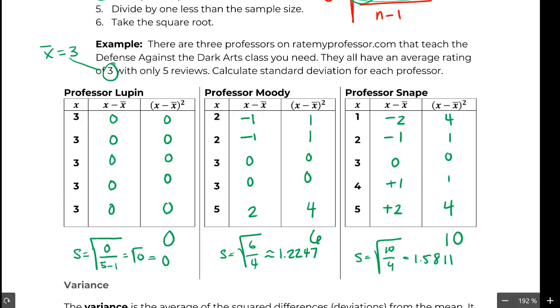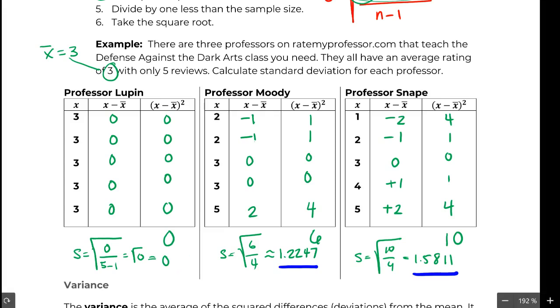So we can see how these measures of spread really work, especially well with the standard deviation. When there was 0 spread at all, everything was exactly the same. We saw 0. We started getting a little more spread, right? Now we're at 1.22. And then the one that was the most spread out, Professor Snape, he's got the highest spread of 1.5811. So anyways, that's how you calculate standard deviation.